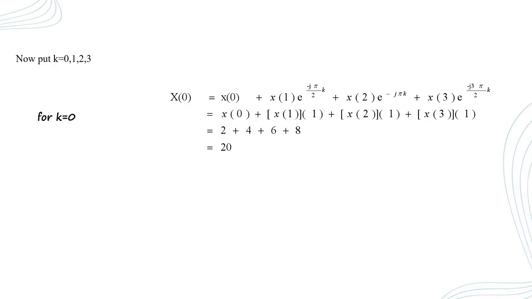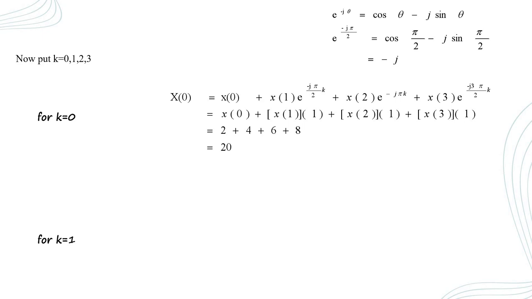What was our sequence? It was 2, 4, 6, 8. At 0th position we were having 2. Second we have 4 at first position. Then we have 6. So x of 1 is 4. x of 2 is 6. x of 3 is 8. You add it, you get 20. So now capital X of 0 is 20.